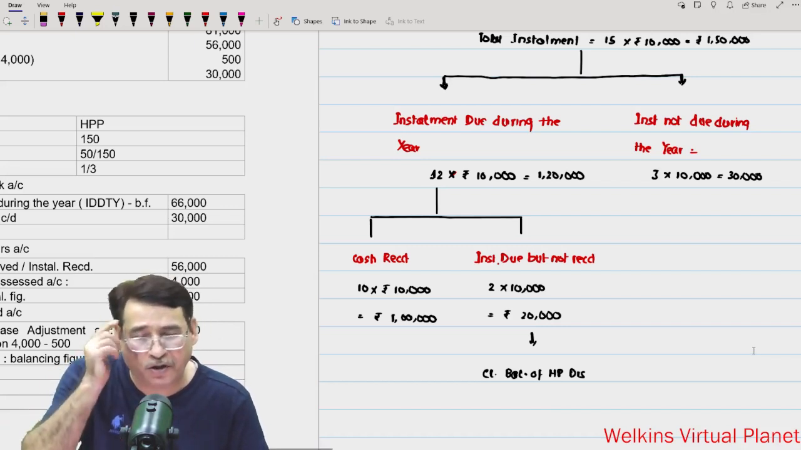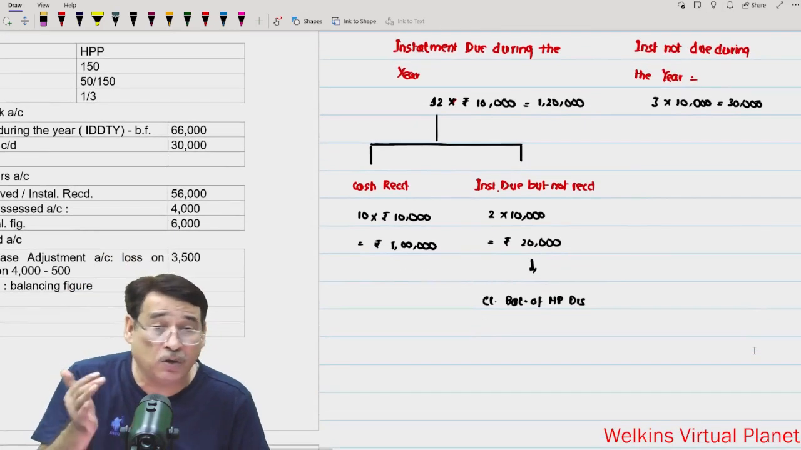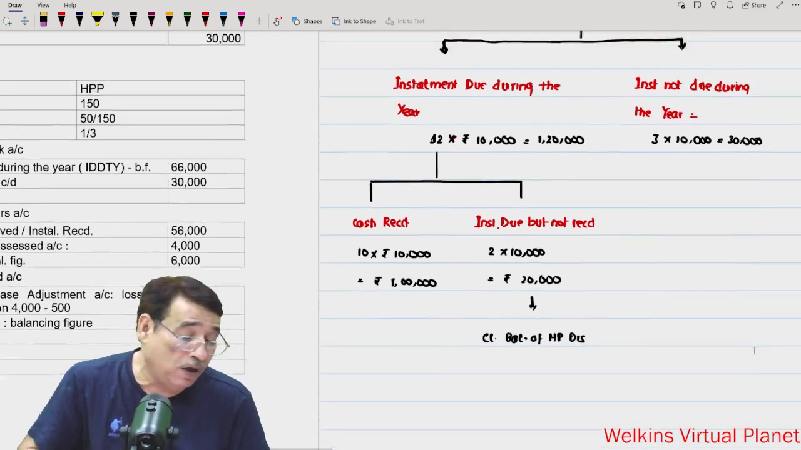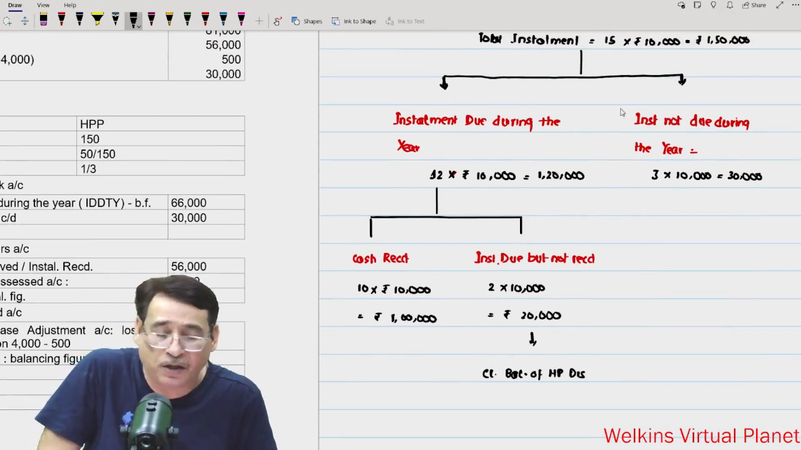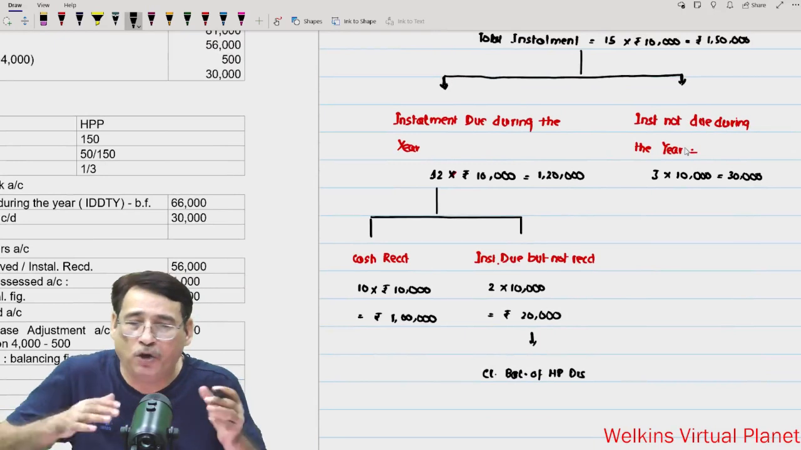So it should strike you that it is nothing but the closing balance of debtors. Is it clear to you? Now we come to the other part of the installments, which were not due during the year.